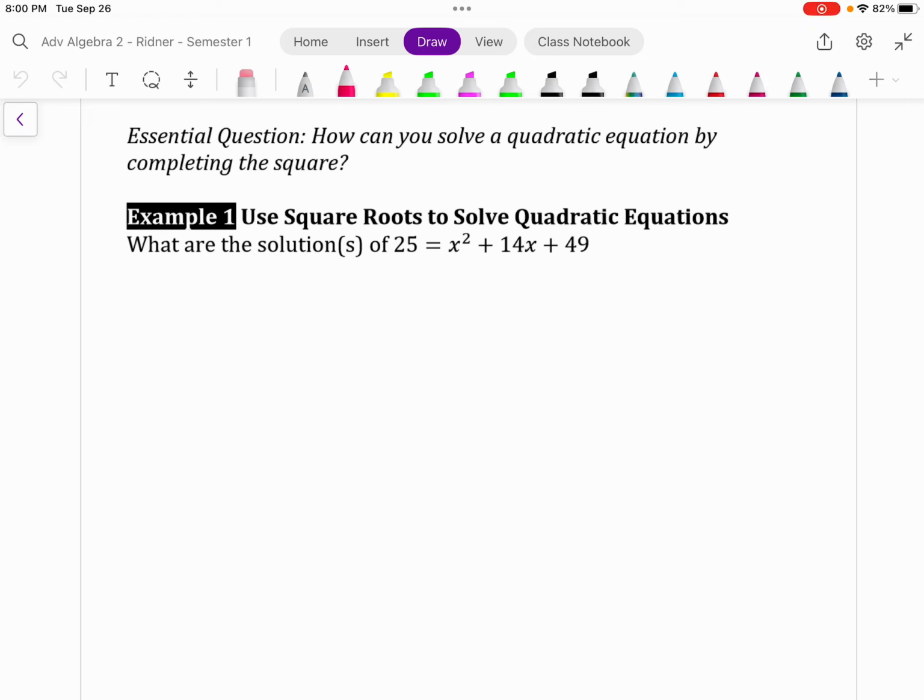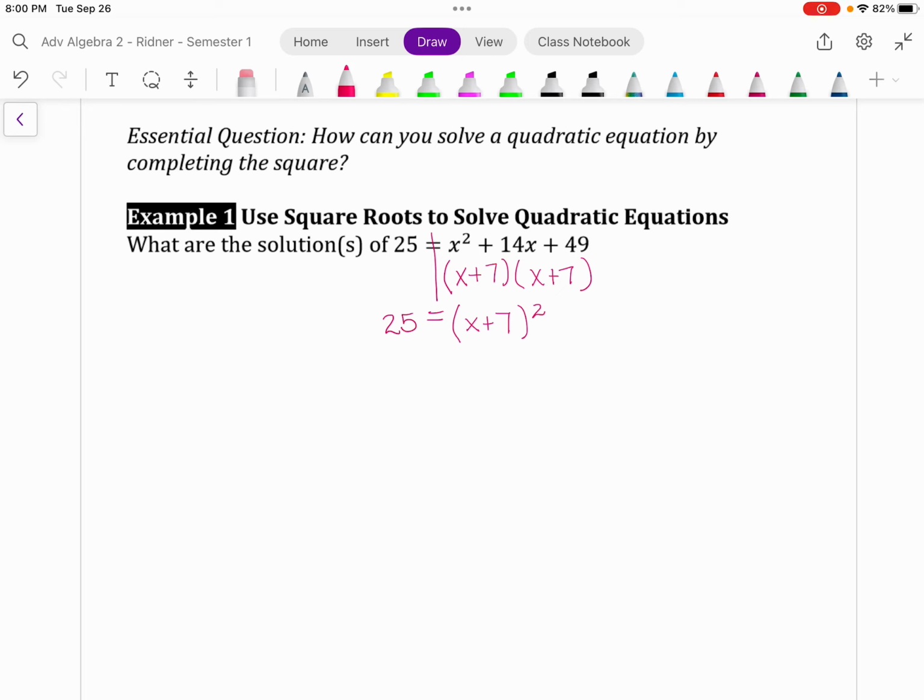So we'll start out with an example that actually can factor to show you the relation here. If I look at x squared plus 14x plus 49, I know that that factors as x plus 7 times x plus 7. We typically write that if it's the same thing twice as x plus 7 quantity squared.